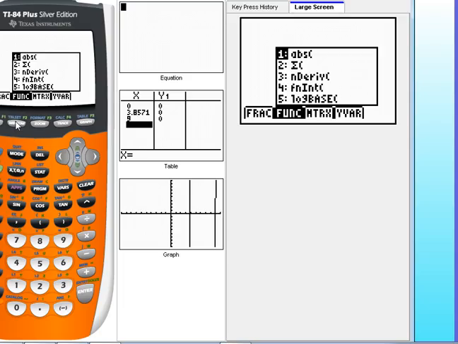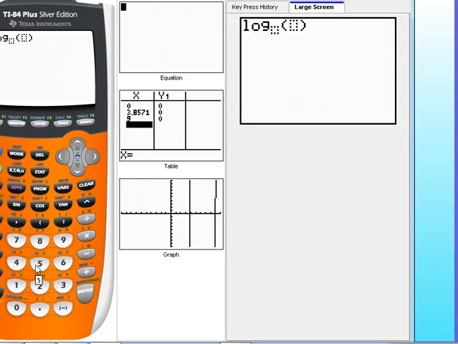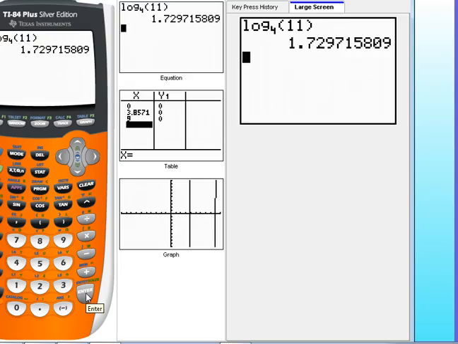Now look at that list. See number 5? You're going to press number 5 and then look. It sets you up with a logarithm. You can put any base of any number. So I need log base 4 of 11, not 111. So log base 4 of 11, press enter, bam.